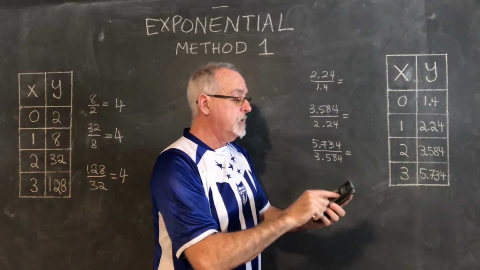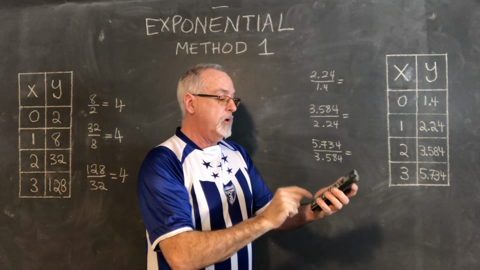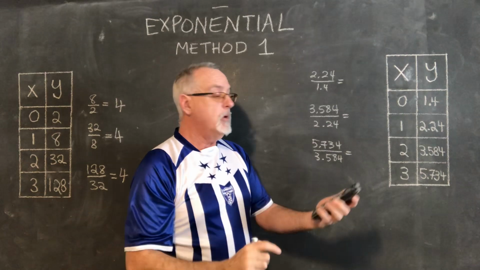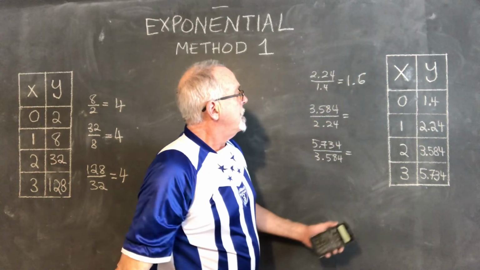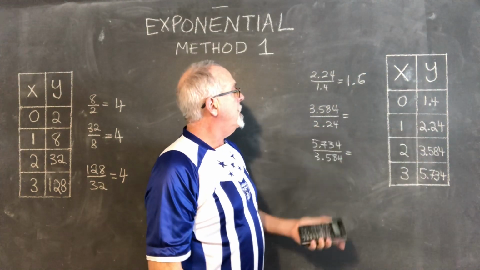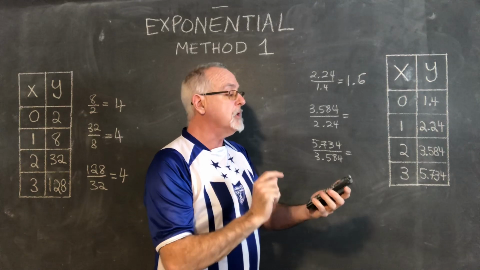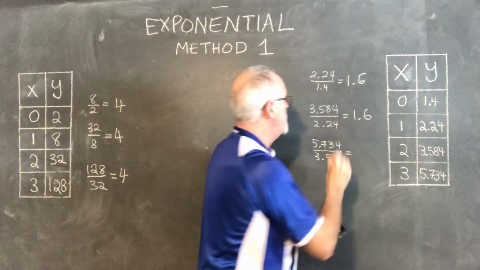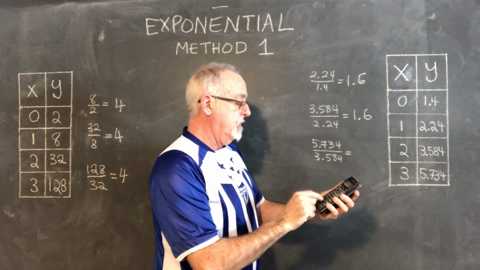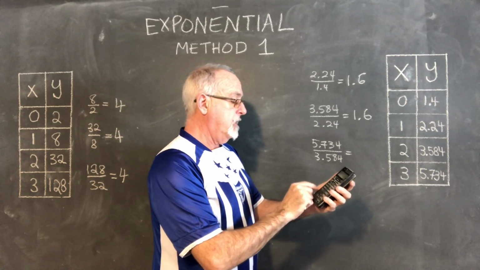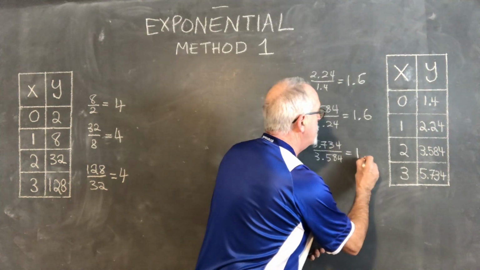Brush off the chalk dust first. Okay, so second y 2.24 divided by first y 1.4, 2.24 divided by 1.4 equals 1.6. Third y divided by second y, 3.584 divided by 2.24 equals 1.6. Third one, 5.734 divided by 3.584 equals 1.59988. We get a value that rounds to 1.6.